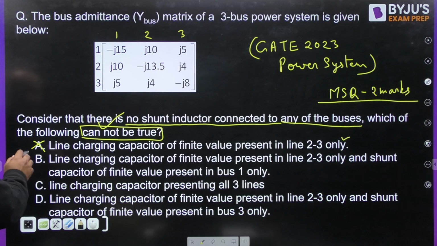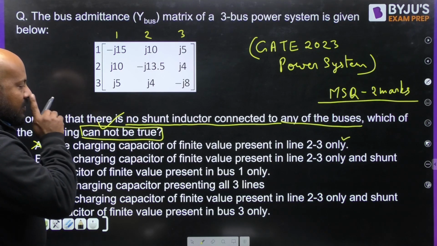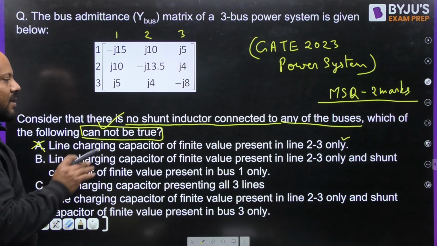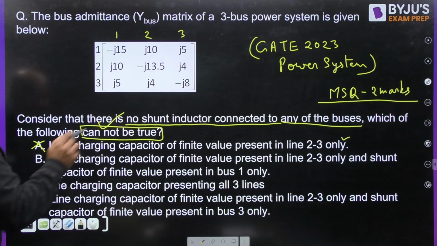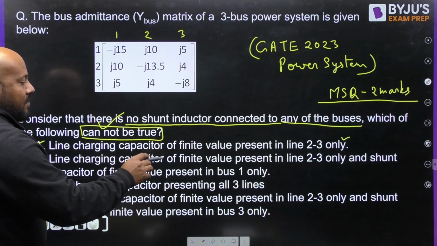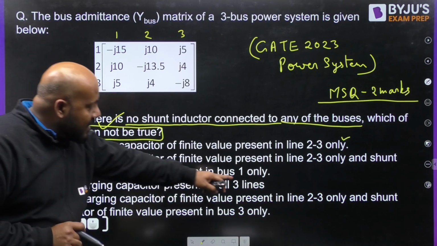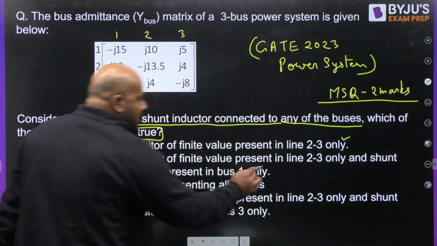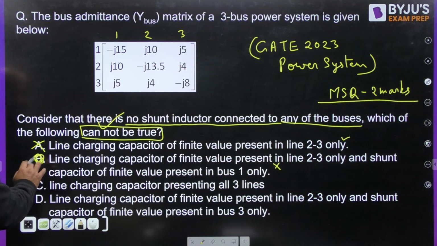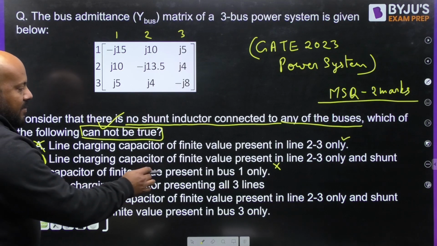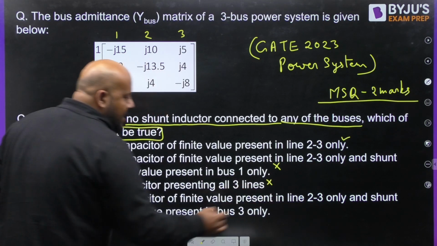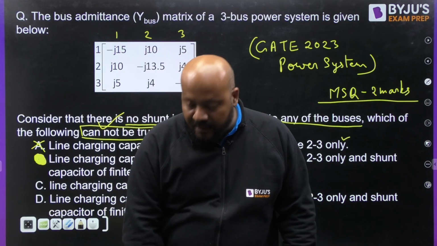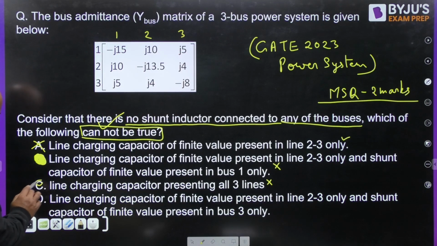Option B, line charging capacitor of finite value present in line 23 only. Now up to this it is correct, and shunt capacitor of finite value present in bus 1 only. Because it is written only, that is why it is wrong. There is a possibility. So this is an incorrect statement, and because it is incorrect, this is going to be your correct option. And because it is MSQ, more options are going to be correct. Option C, line charging capacitor present in all 3 lines. This is wrong because line charging is present only in line 2 and 3. We have already seen it. We have concluded. So this is also going to be the correct one.